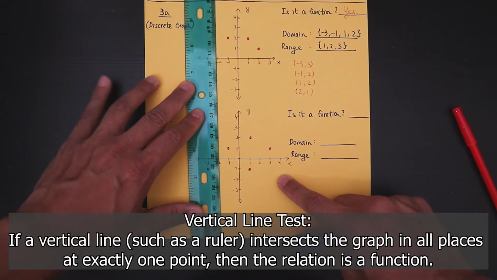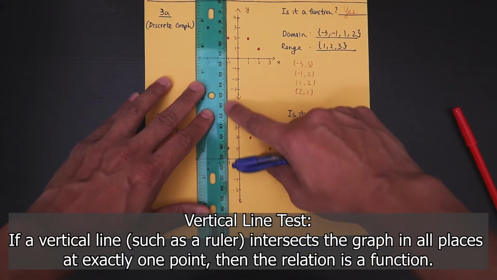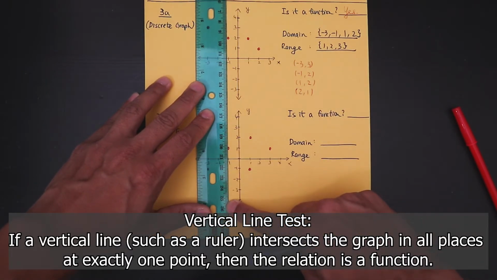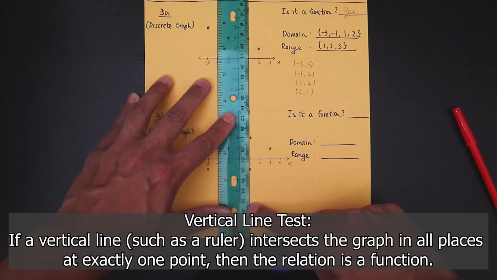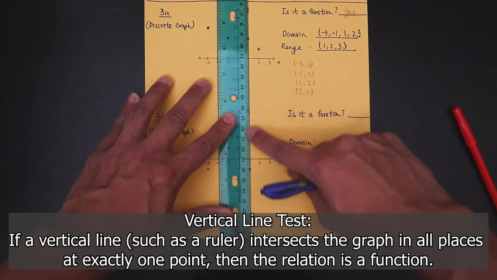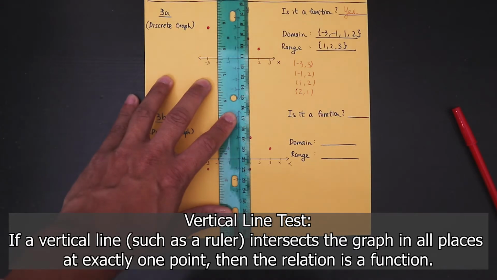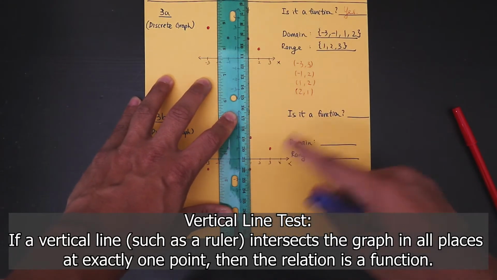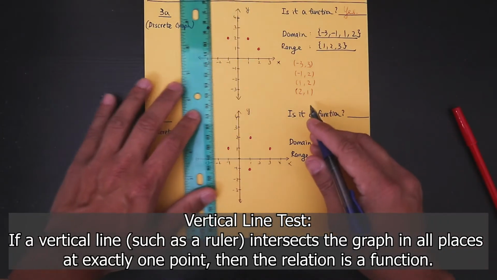That's fine. As I keep going, there's only 1 dot touching the ruler at this area. That's fine. And as I keep going, I somehow have 2 dots here touching the ruler at 2 different places. So this makes it not a function. So is it a function here?